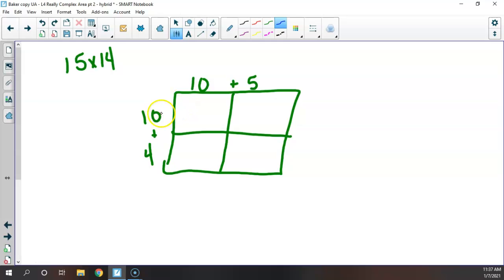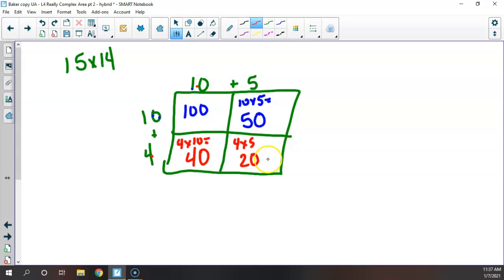And I have in this little box 10 times 10. That is 100. And then I have 10 times 5, which is 50. And in this bottom row, now I have 4 times 10. I'll write that here so I remember. And that is 40. And then I have 4 times 5, which is 20. So my final step is to add all 4 of those numbers together.